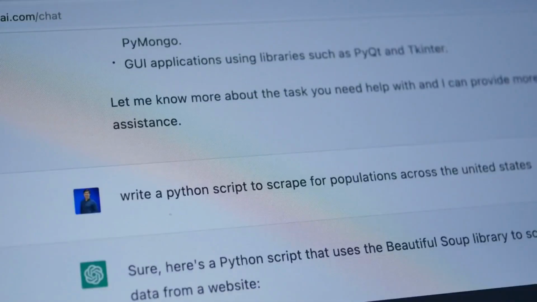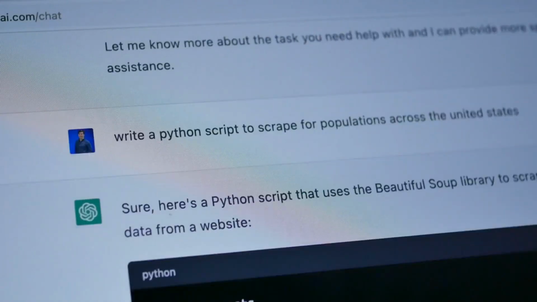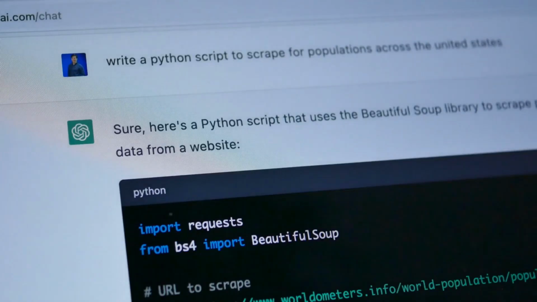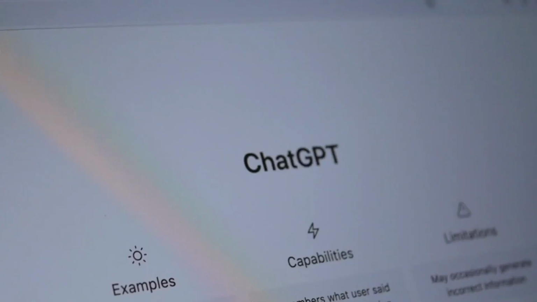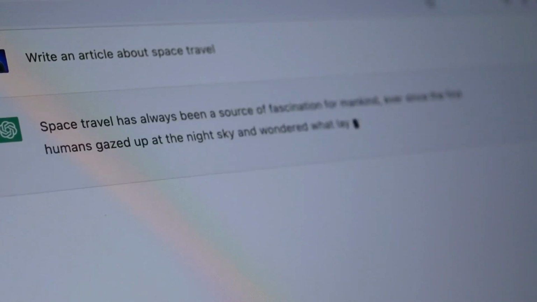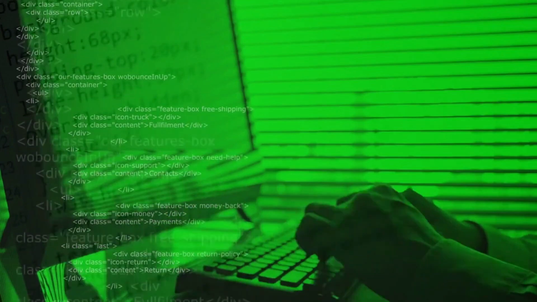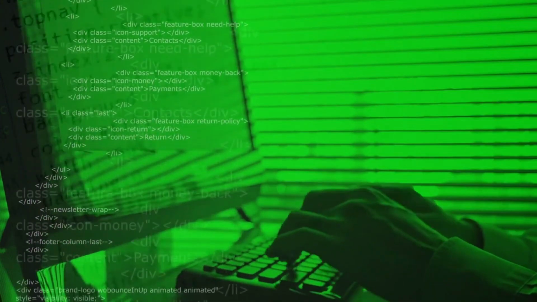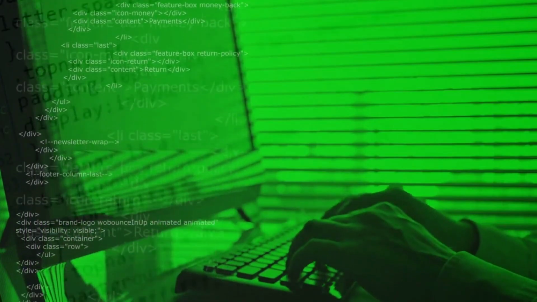Max tokens. Set a limit on the response length using the Max Tokens option to get concise answers. Summarization. Use ChatGPT to summarize articles, documents, or long texts by providing key points in your input. Programming help. Ask coding questions or request explanations for programming concepts to get assistance with coding tasks.